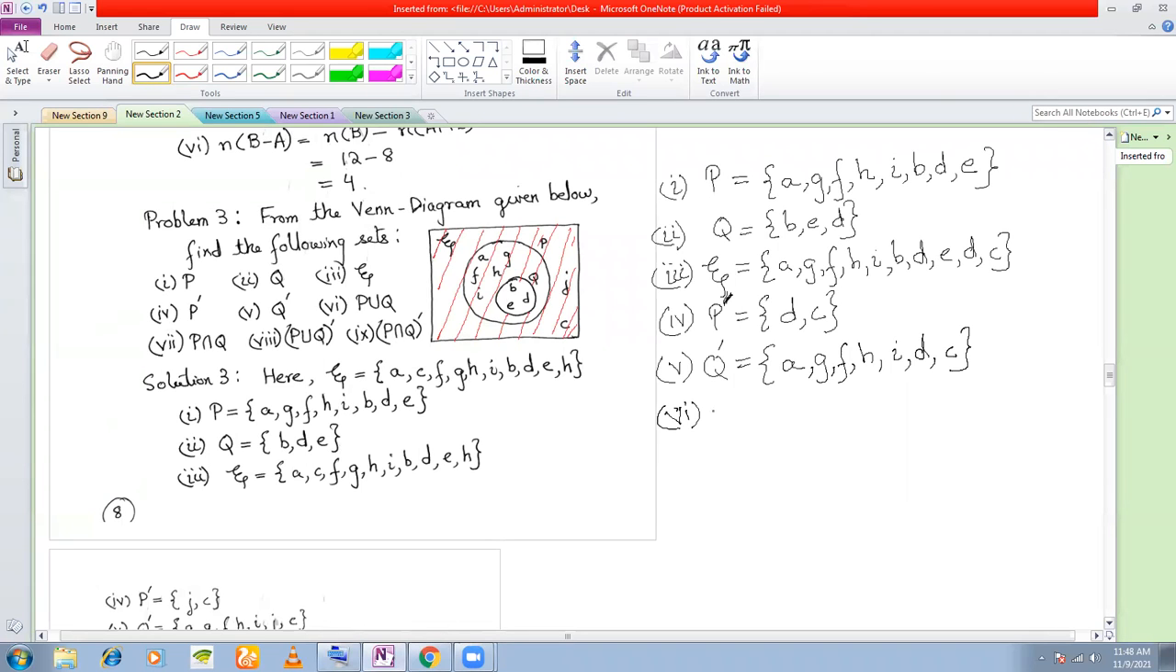Sixth one, P union Q. So which one will represent P union Q? All the elements that are there within P and Q, right? So all the elements within the circle P. Because Q is a subset of P, P union Q will be the same as P. So all the letters that are there within the set P or Q or both will be your P union Q. It is the same as P: A, G, F, H, I, B, D, and E, which is equal to nothing but P.